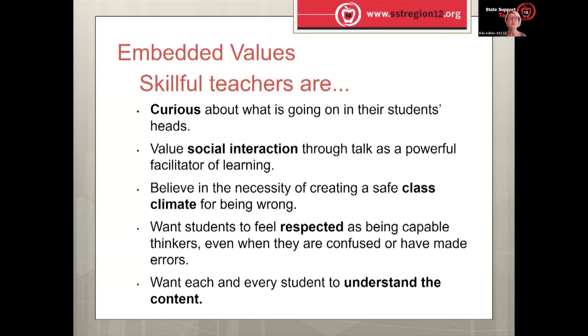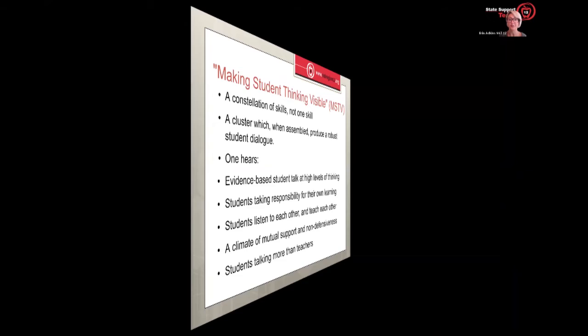So that comes through the value of social interaction and talk. Talk is a powerful facilitator of learning. And in that talk, skillful teachers believe in the necessity of creating a safe classroom environment for being wrong. You're going to hear that over and over throughout all of the principles as we go over them. And of course, we want students to feel respected as capable thinkers, not just even when, but especially when they're confused or have made errors. Because as Hattie said, that's where the learning is, right? And that's where the feedback is, and learning can continue to grow from there.